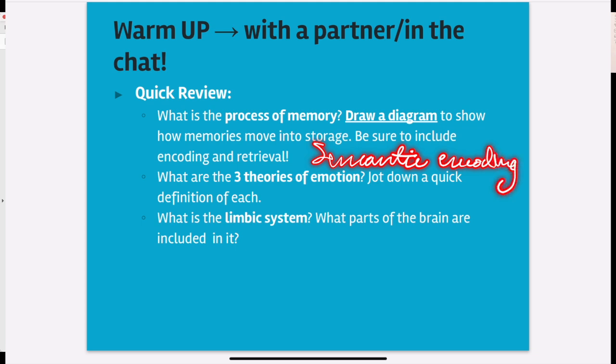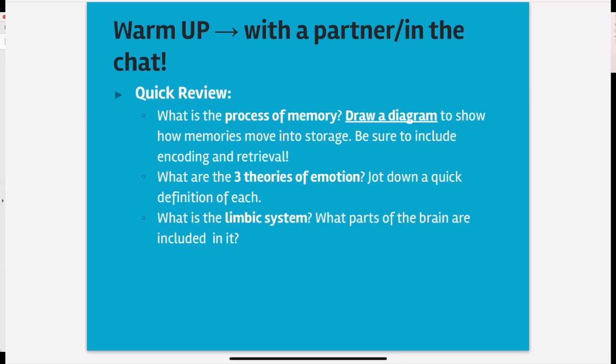So if you encode something semantically, that means that you are attaching it to other memories. You're giving it a personal meaning. If I am learning a foreign language, then I'm going to tie some of that foreign language to cognates in my native language. So family, familia, that would make sense for me. That's adding meaning to what you're trying to learn. That's going to establish it in your long-term memory more efficiently.